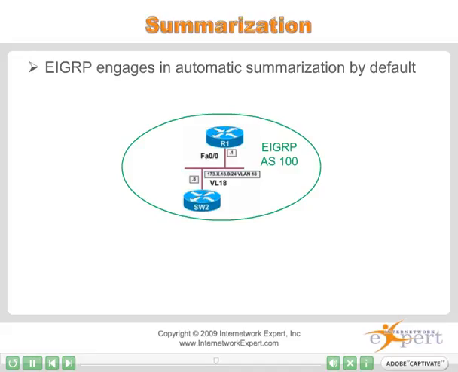We typically don't want the summarization to occur automatically because maybe we have a situation where we have discontiguous subnets. We have some subnets of the address space over in one corner of the topology, some subnets of the address space over in the other corner of the topology, and this automatic summarization will cause a problem, as we'll see later in this presentation. So what we do is we turn off this automatic summarization behavior, and we go into our topology where appropriate, and we create manual summaries of particular portions of the topology.